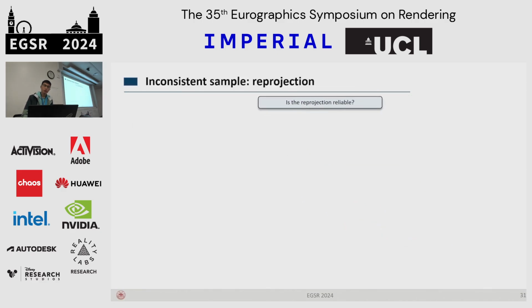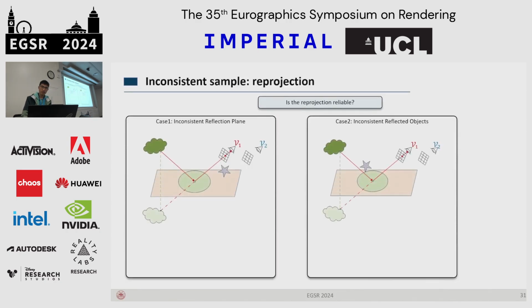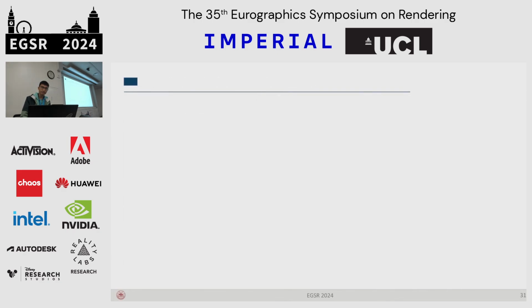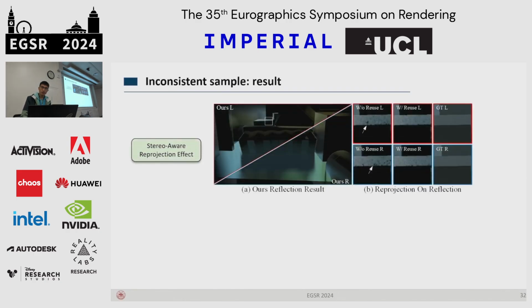The answer is no. We have found the reprojection introduces new artifacts in the following 2 cases. In case 1, when the virtual image is occluded, the reused information from V2 is incorrect. In case 2, when the reflected surface in V1 differs from the reflected surface in V2, the reused information is also incorrect.